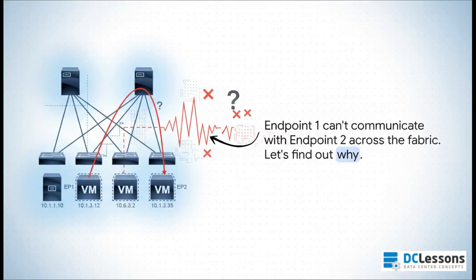In this diagram, this is our exact scenario. We've got endpoint 1 over here, let's call it EP1, and it desperately needs to communicate with endpoint 2, or EP2. They're both connected into our beautiful ACI fabric, but that traffic is just hitting a wall somewhere. That big question mark in the middle, we're about to make it disappear.